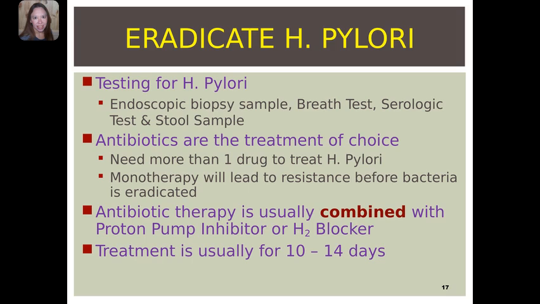So when it comes to treating H. pylori, we need more than one drug to treat it. Why? Because monotherapy will actually lead to resistance before we can actually eradicate that bacteria. So what do we do then? Well, antibiotic therapy is typically going to be combined with a proton pump inhibitor or a histamine 2 blocker. And the treatment for this typically is not very long. It typically takes about 10 to 14 days, and then our patient is feeling better.